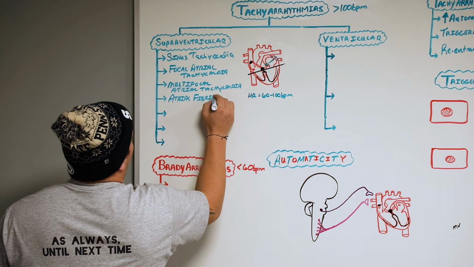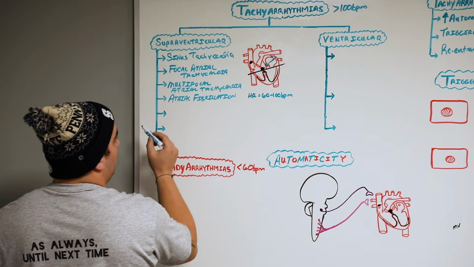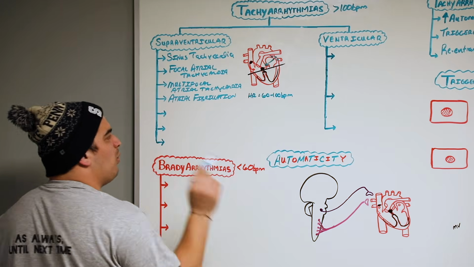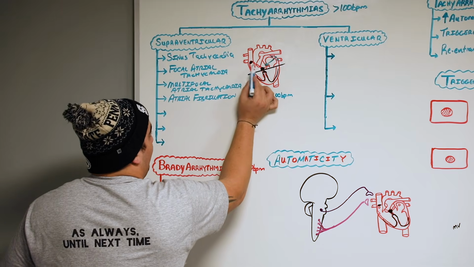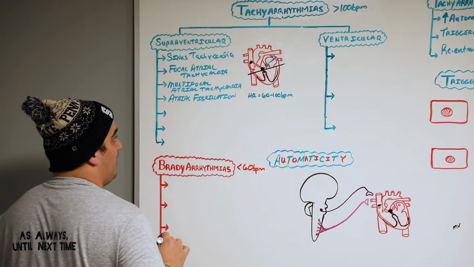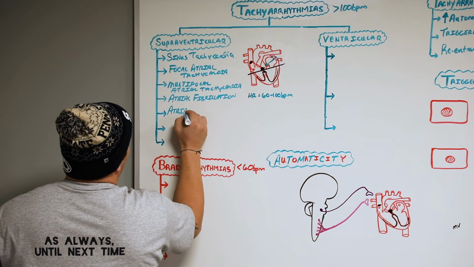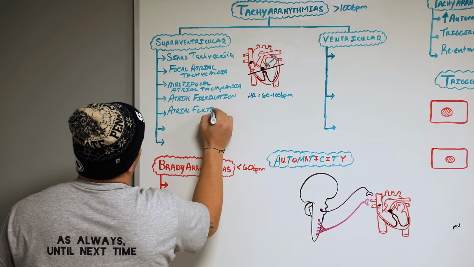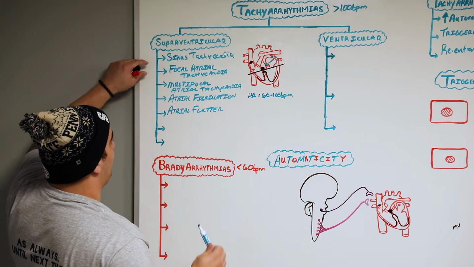Okay, so usually we're talking about atrial arrhythmias as focal atrial tachycardia, multifocal atrial tachycardia, atrial fibrillation, and one more. There's an abnormal supraventricular tachyarrhythmia that occurs near the tricuspid valve that we'll talk about later. It creates a reentrant circuit, and it's called atrial flutter.